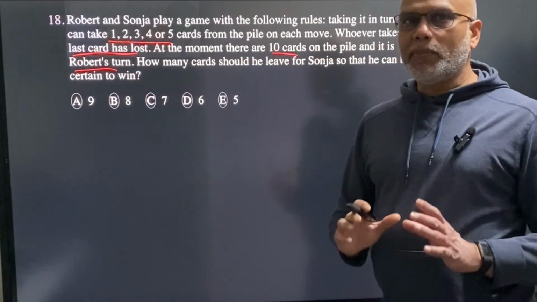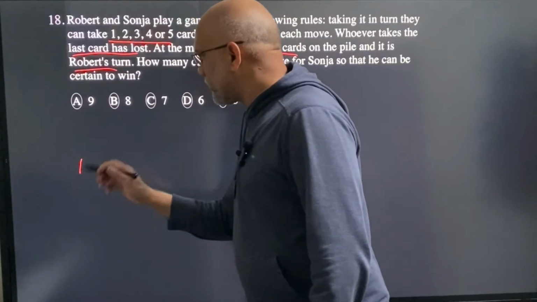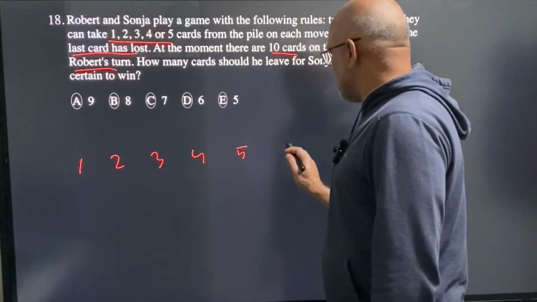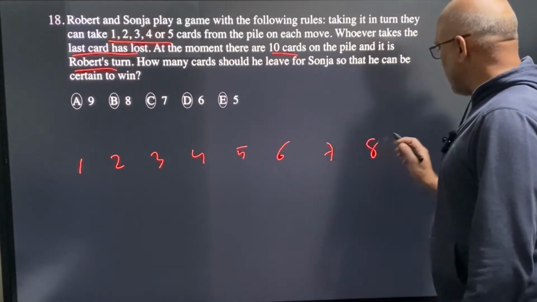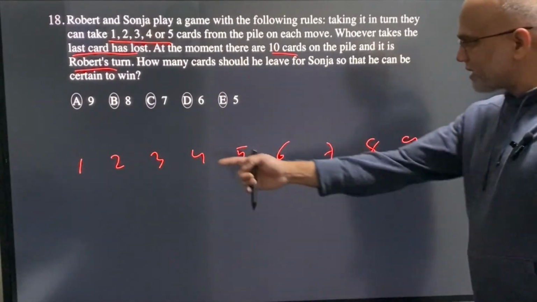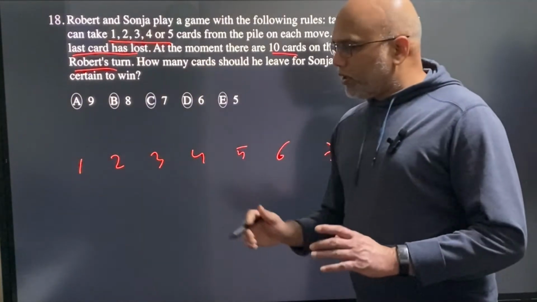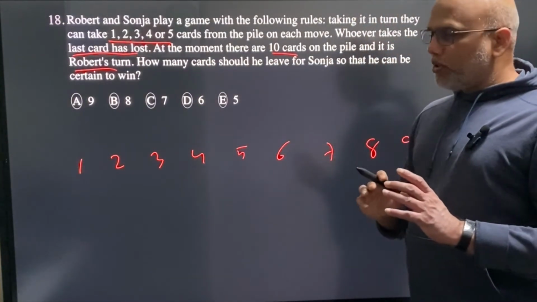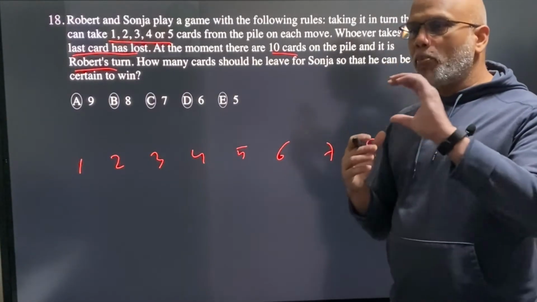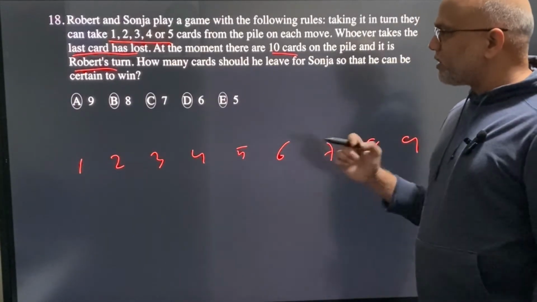This is a very nice problem, a bit difficult to explain, but let me try my best. Let me write down the number of possible cards on the stack: 1, 2, 3, 4, 5, 6, 7, 8, 9, and 10. Currently, we know that there are 10 cards, but let's examine each of these numbers. So, let's say I'm Robot. I will try to find out what is the winning number of cards on the pile. When it is my turn, how many cards should be on the stack so that I'm certain to win? Okay, let me check each number.